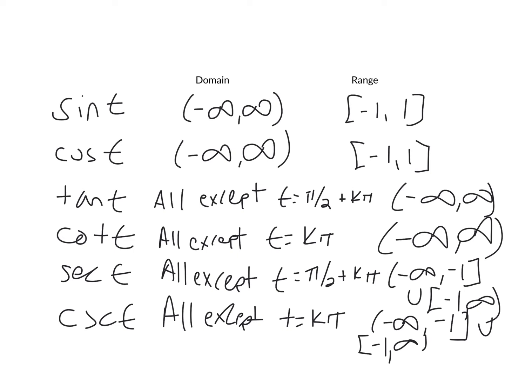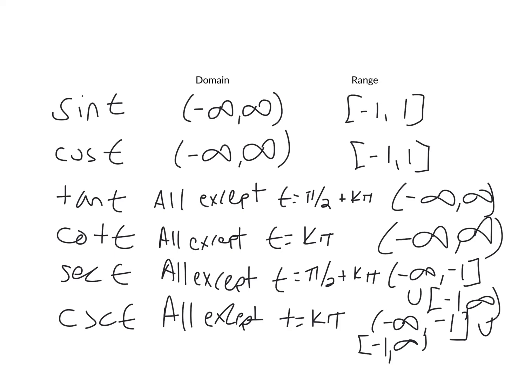If we look at the range, tan and cotangent can keep increasing forever, right? Because those fractions of y over x or x over y could get really, really big and really, really small. So it'll keep going from negative infinity to infinity. Same thing with secant and cosecant.